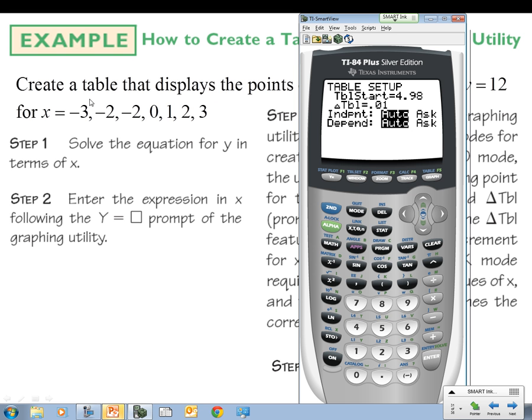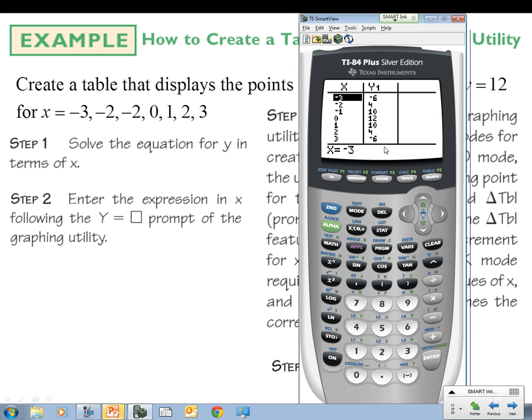What do we want to start with? We want to start with negative 3. What do we want to count by? That's what this is, delta table. The change is going to be 1. So we'll do 1. And now we're going to use auto here. We can change this to ask if we want to independently put numbers in ourselves. So if we do auto and we go to table, there we go, negative 3 all the way up to 3.